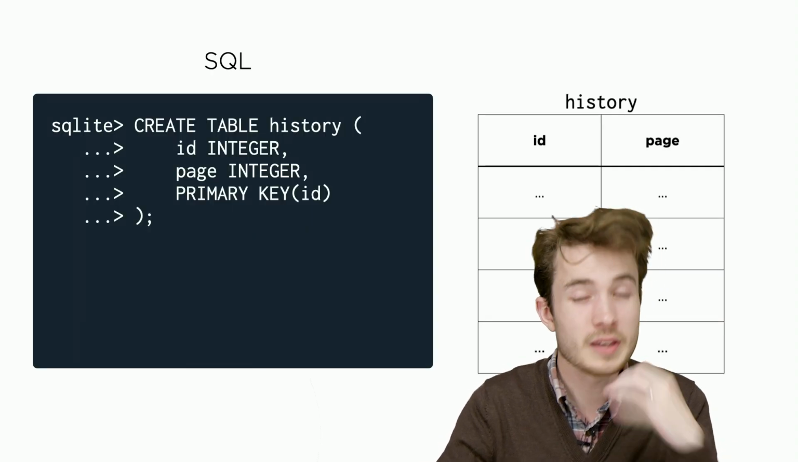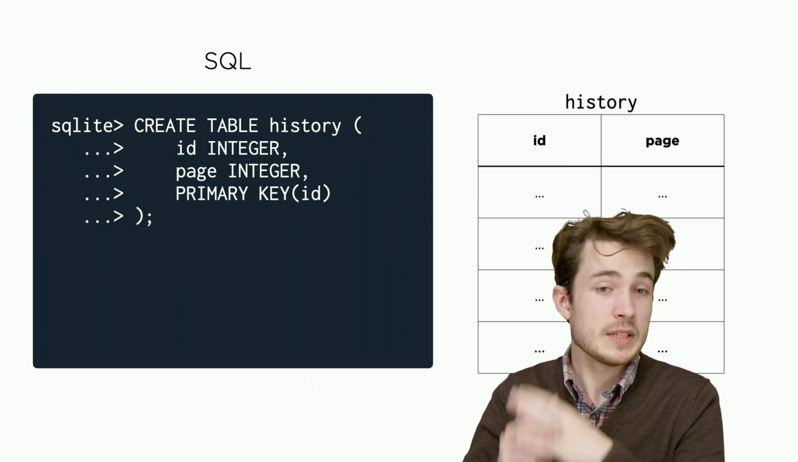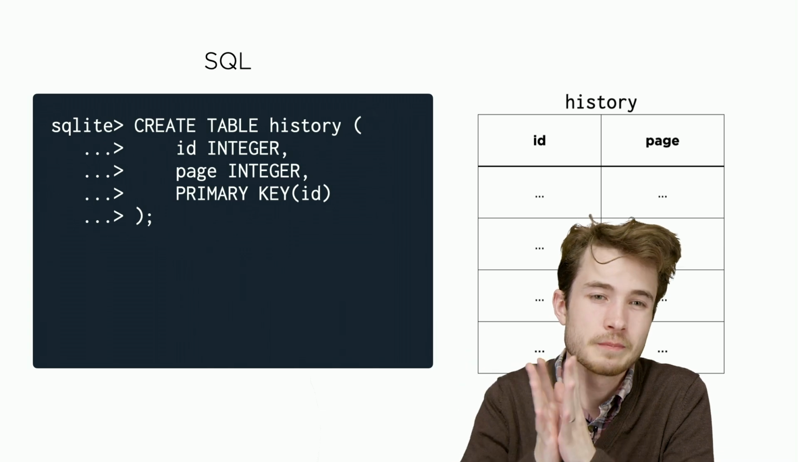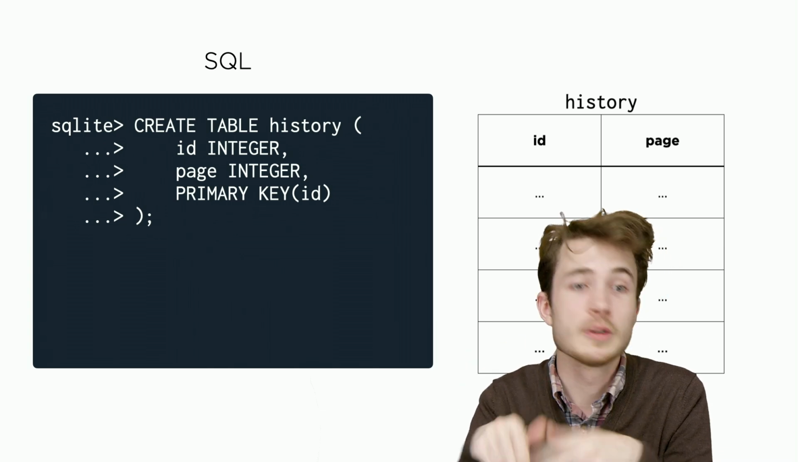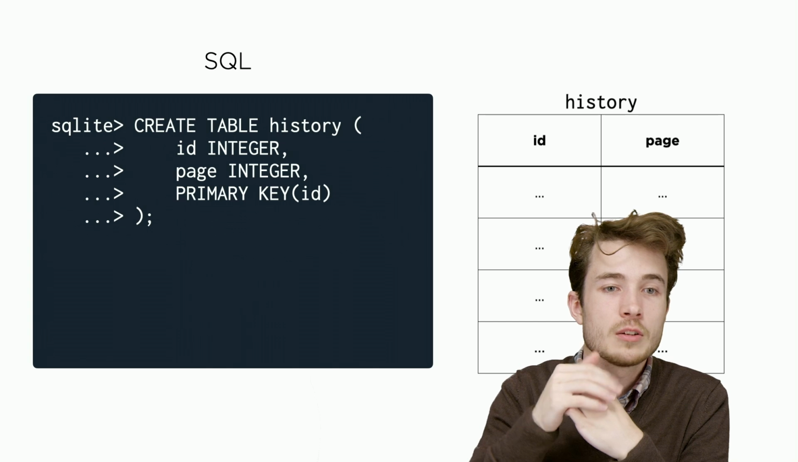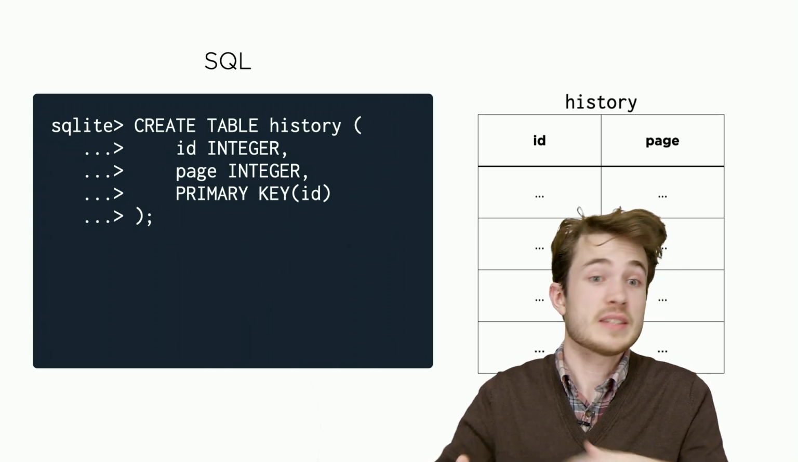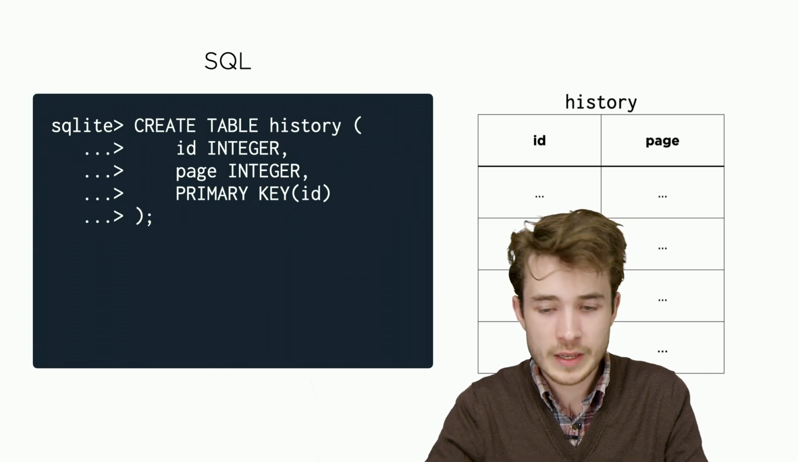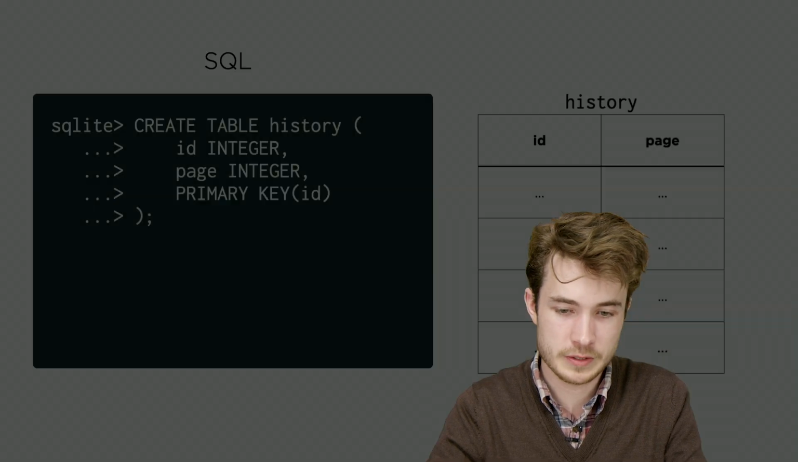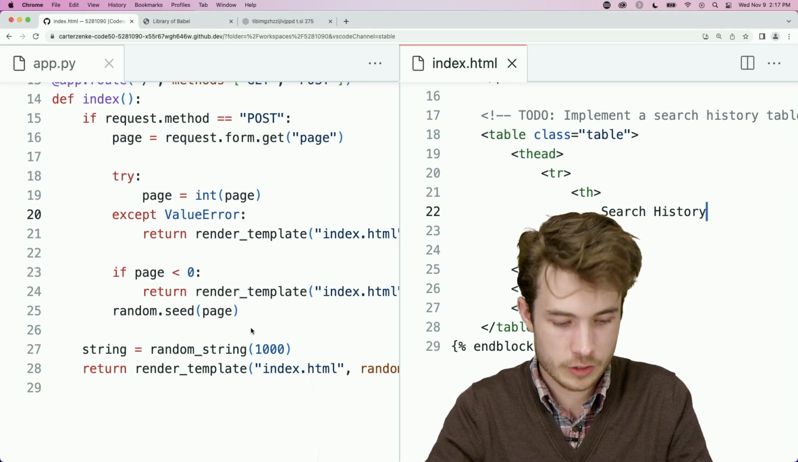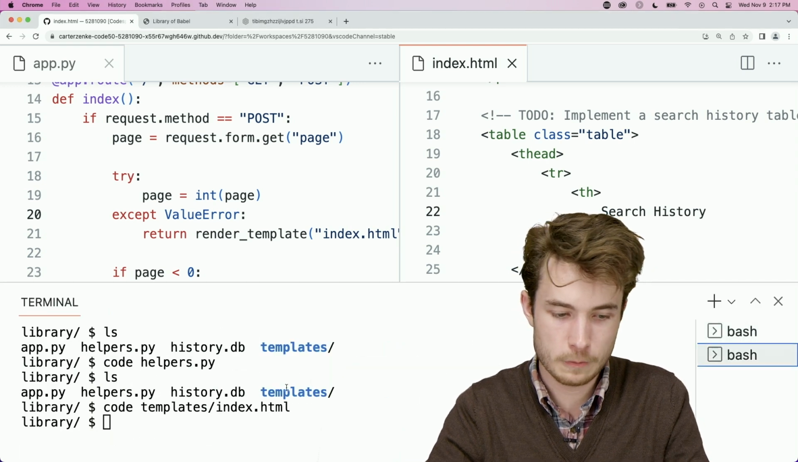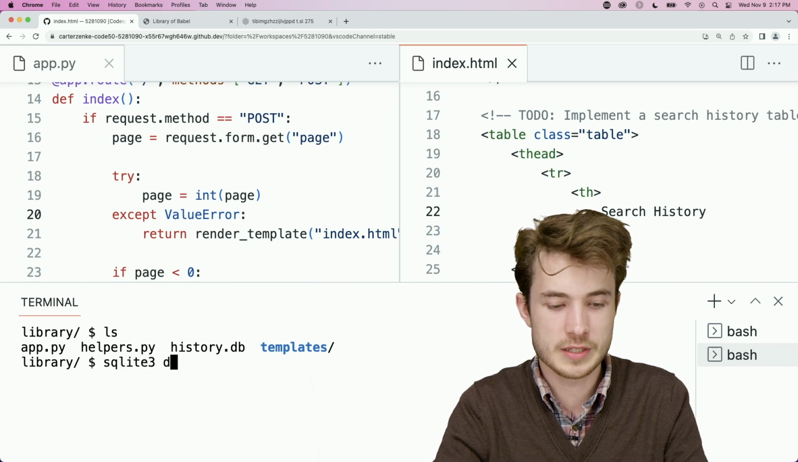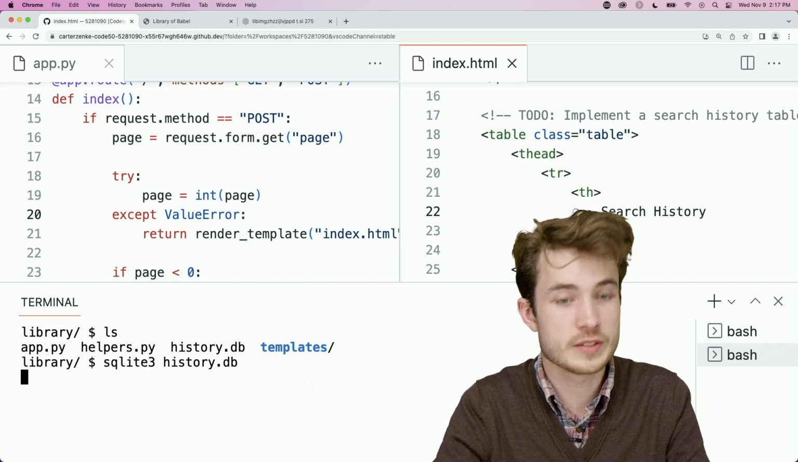If we look at history.db, at the beginning of this session, I ran this command called create table history with this ID column and this page column to give me this table of pages that I could insert into. And just to show you, if I go back to my code space, go over here, I could go to my new terminal, type ls, type sqlite3 history.db to open this up.